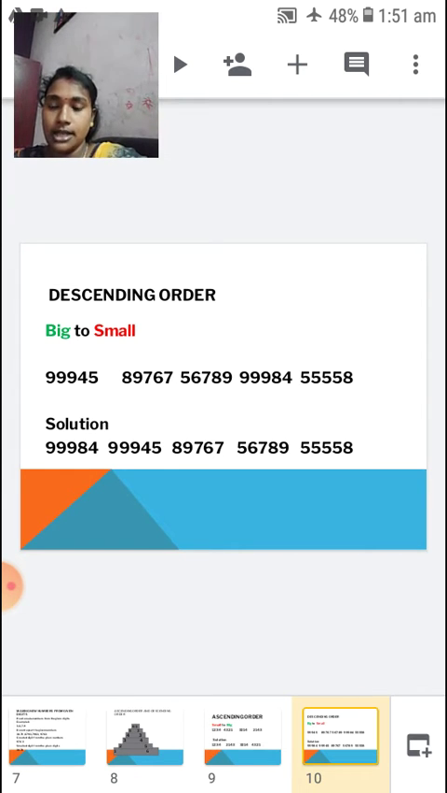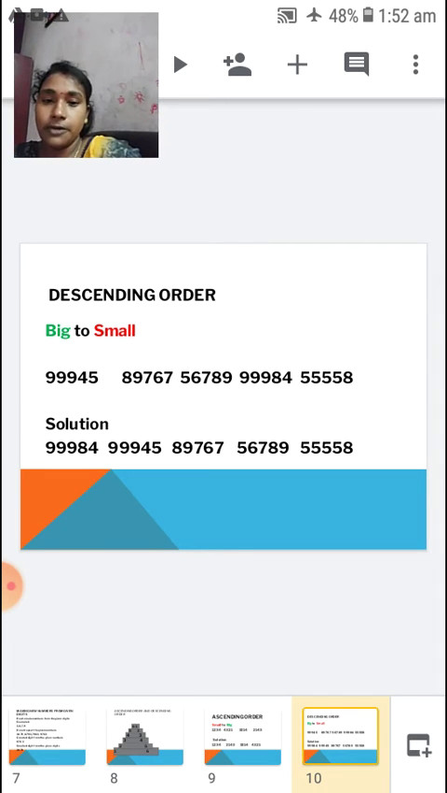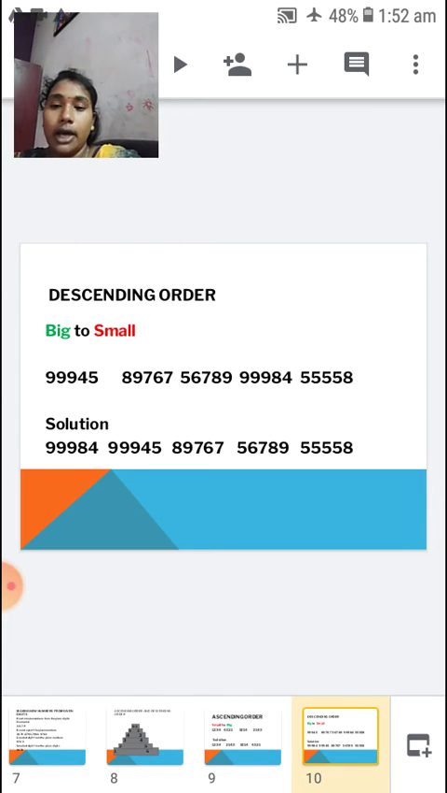So when we compare these numbers and arrange them from the bigger number to the smaller number, we get 99,984 in the first place, followed by 99,945 in the second place, and 89,767 in the third place. Next we have 56,789 in the fourth place, and finally we have 55,558. Now I hope everybody understood ascending and descending order.